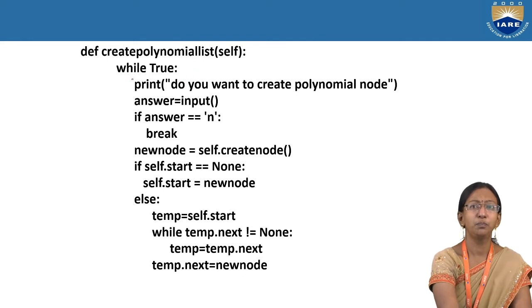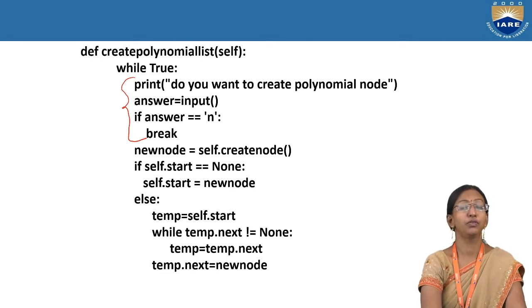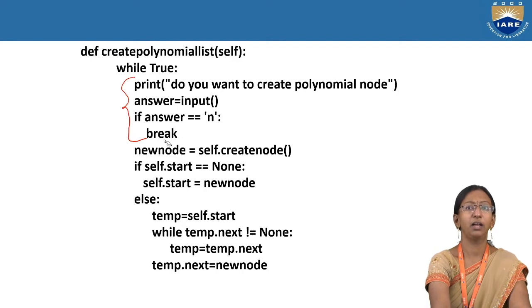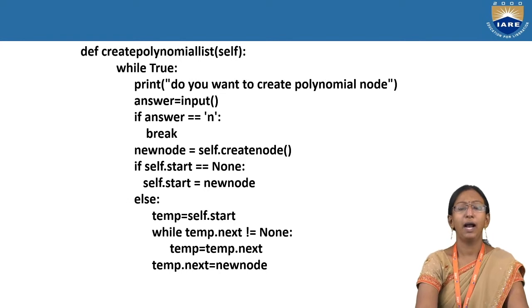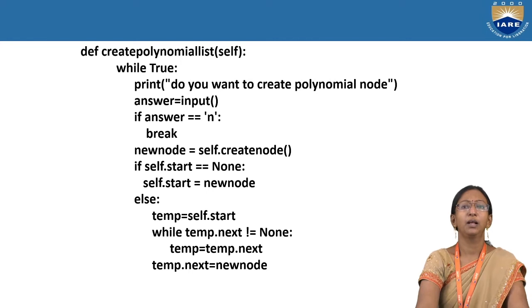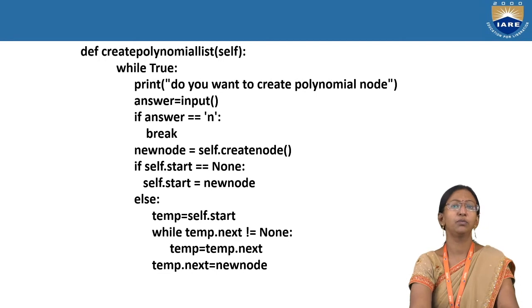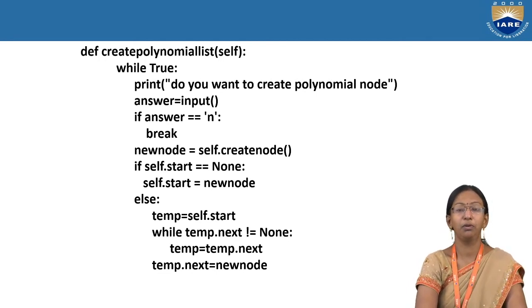And this piece of code, have a look at this one. This is the one which is going to justify my words, right? So, do you want to create a polynomial node, and read a character? That will be stored in the answer variable. If it is n, which signifies no, break, which will come out of the while loop. And in the while, you can say it's true. The while loop is going to break itself unless you press n, no, I don't want to further extend my polynomial, right?